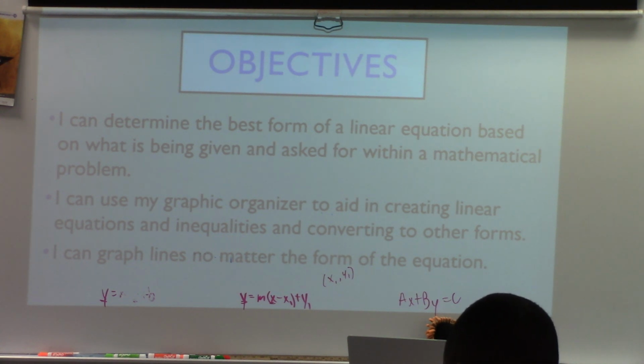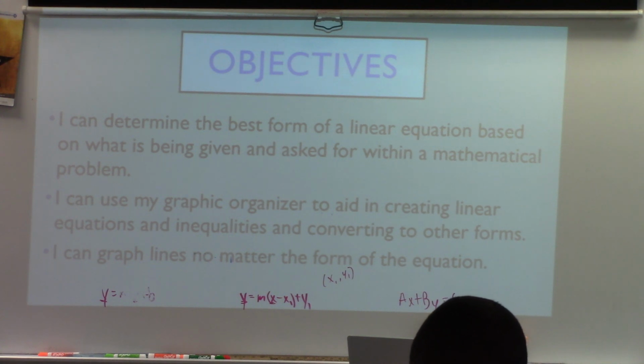Erase it. You need to make sure your notebook's in order. If you need to take a picture of this, take a picture of it after class. But go ahead and put your notebook in order so that when we have a notebook check for the next test, you're good to go. Yes, sir. You need a copy of this? Anyone else need a copy?